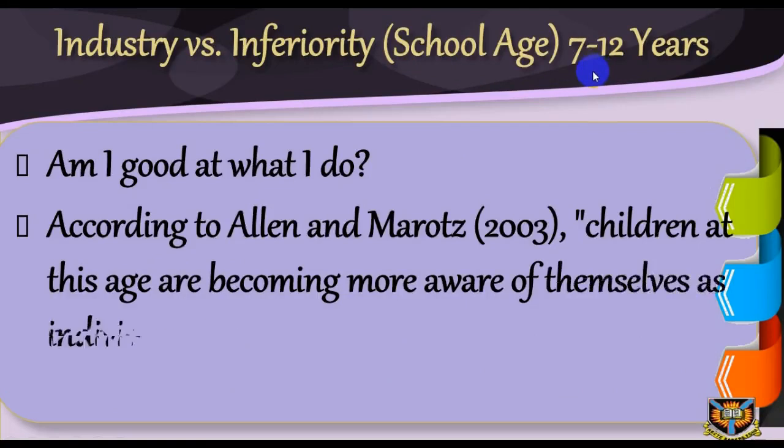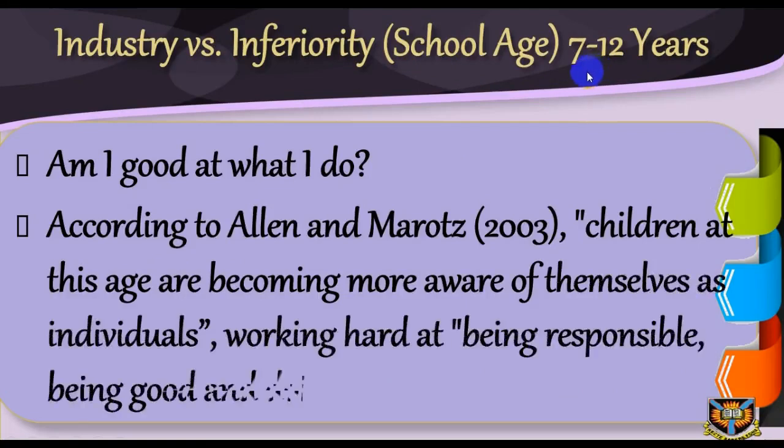To bring a productive situation to completion is an aim which gradually supersedes the whims and wishes of play. The fundamentals of technology are developed. The main question asked at this stage is, am I good at what I do? According to Allen and Marotz, 2003, children at this stage are becoming more aware of themselves as individuals. They work hard at being responsible, being good and doing it right. They are now more ready to share and cooperate.